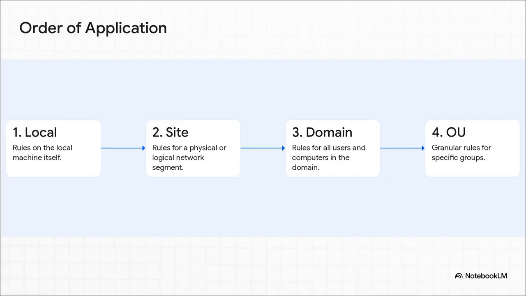See, the policies get applied in this super logical order, starting really broad and then getting more and more specific. So first up, it begins with any rules on the local computer itself. Then it looks at rules for the physical network site, like the office building. After that, it applies the big company-wide rules from the domain. And then finally, it applies the most specific rules for a user's actual department, which is called an organizational unit, or just OU for short.